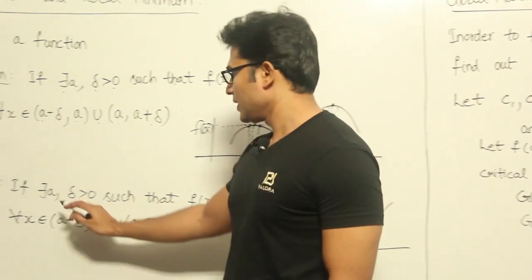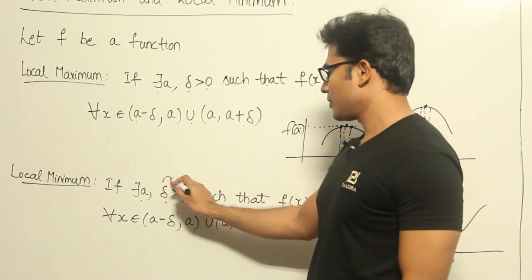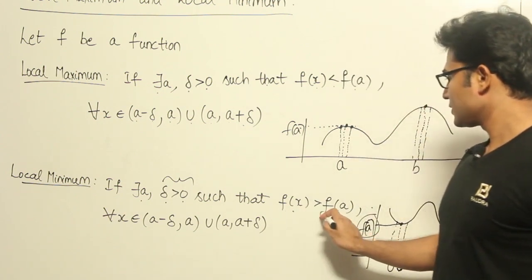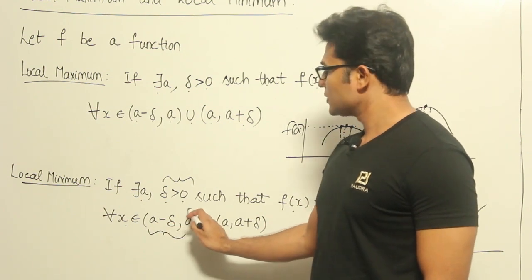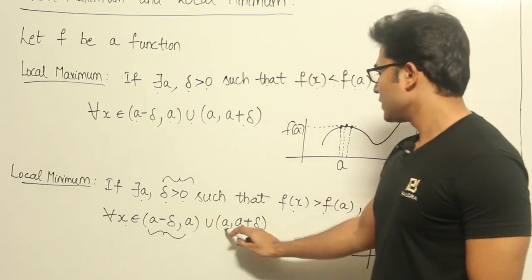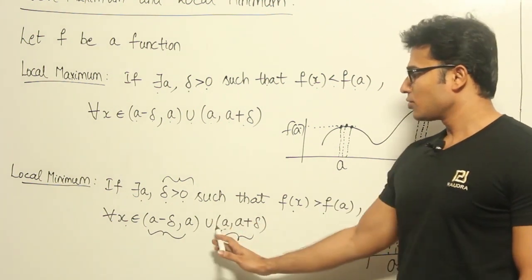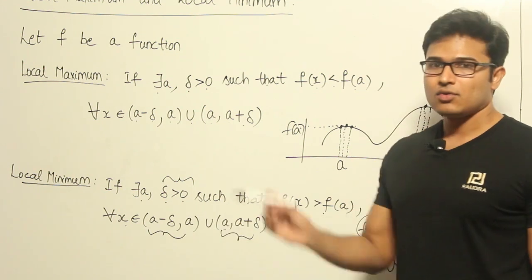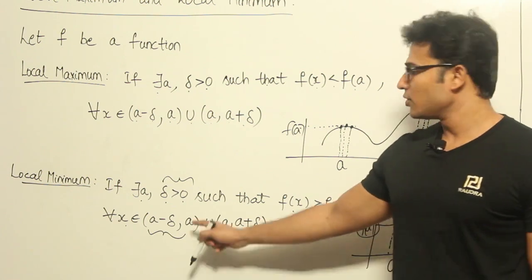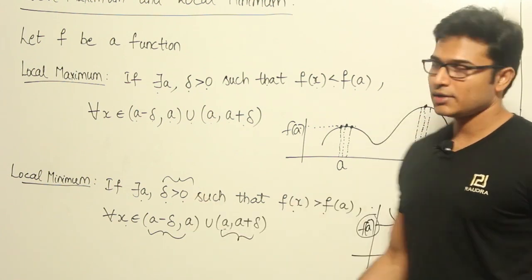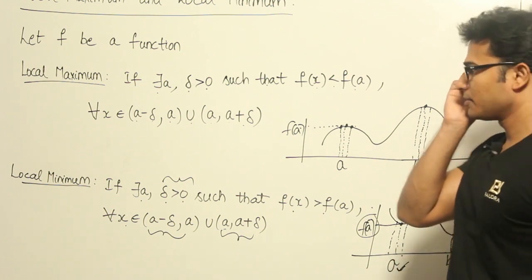So it means that we have a local minimum at b, and the value of that local minimum is f of b, right? See this, if there exists a and delta greater than 0, which means a small number greater than 0, such that f of x is greater than f of a for all x belongs to a minus delta to a, which means to the left neighborhood of a, union a comma a plus delta. So this entire point is saying that if you go to the left side of a or to the right side of a only to a small extent, and if you find out the value of the function, it is going to be greater than what the value of the function you got at the particular point a, then that particular point is called as the local minimum, got it?